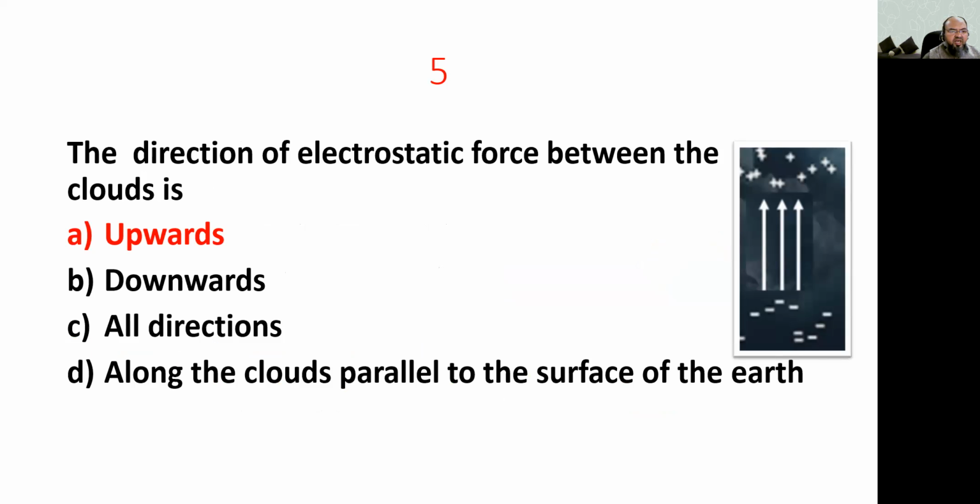Question number 5. The direction of the electrostatic force between the cloud is, I am sorry, this picture is actually upside down. So all of you know that the direction will be from positive to negative. This was shown as upward over here, but the bottom one should be positive.